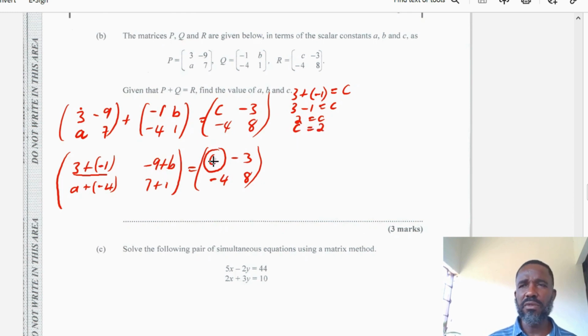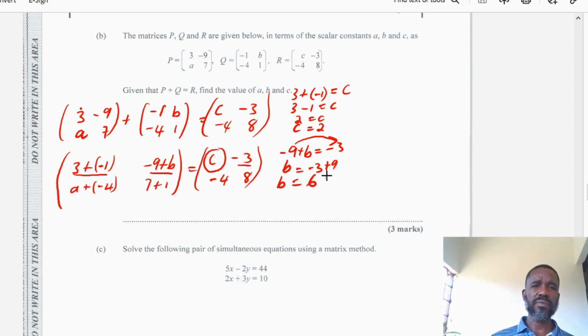Then we again remember, if two matrices are equal, corresponding values are equal. So therefore this value is equal to this value. So -9 plus B is equal to -3. So -9 plus B, we're going to take the 9 across to the right hand side. It's negative on this side, so when it comes across it becomes positive. So B is going to be equal to -3 plus 9. -3 plus 9 is equal to 6. So B is equal to 6.